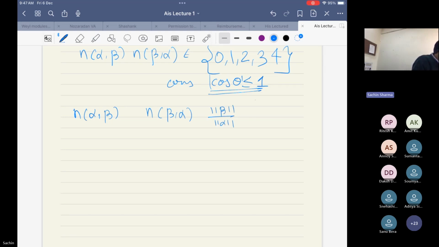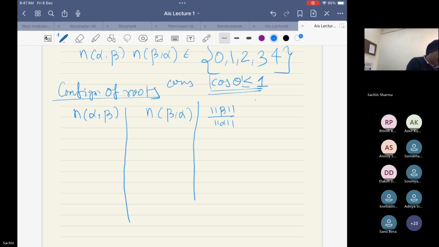With respect to these, what are called configurations of roots. What are the constraints with respect to the angle between the two roots?